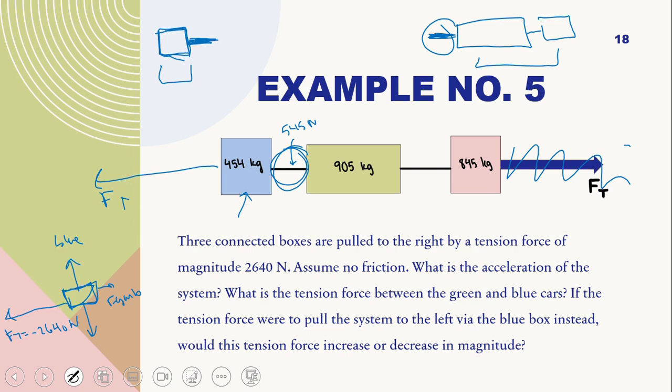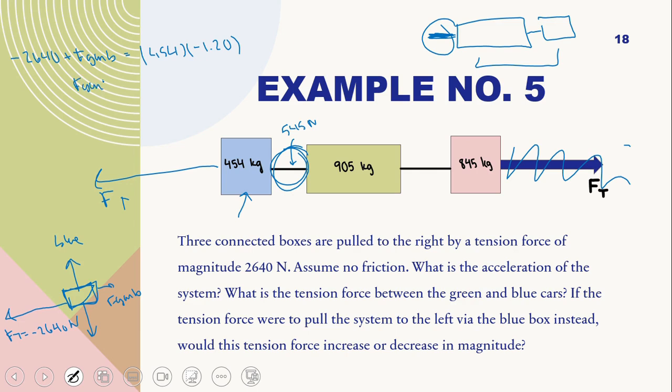So let's set up our second law equation. We know that the net force is that tension force plus the F green on blue. And then that's going to equal the mass of this box, which is 454, times the acceleration of the system, which is negative 1.20. And again, I made the acceleration negative as well because our system's moving in the opposite direction now. It's accelerating in the opposite direction.